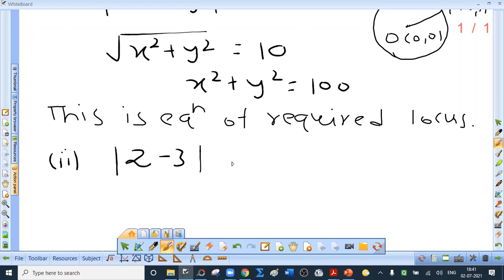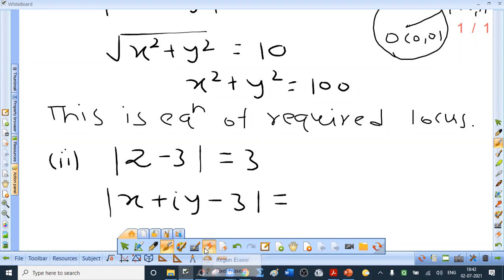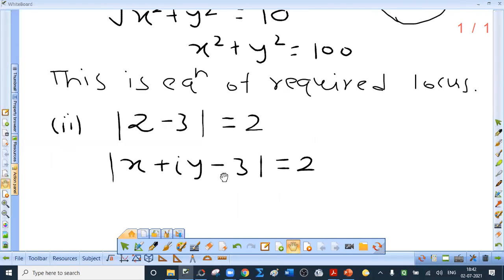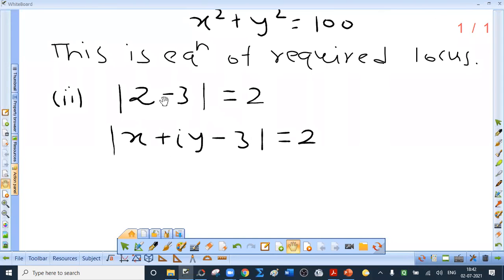Mod of z minus 3 equal to 2. Now it is z, it is x plus iy minus 3 as it is, equal to 2. I'm sorry. Mod of z minus 3 is given to be 2 in the textbook, not 3. So this is 2. Pardon me for my bad handwriting. This is z and this is 2. Okay. Now, which is the real part? X minus 3 is the real part. Plus iy equal to 2.